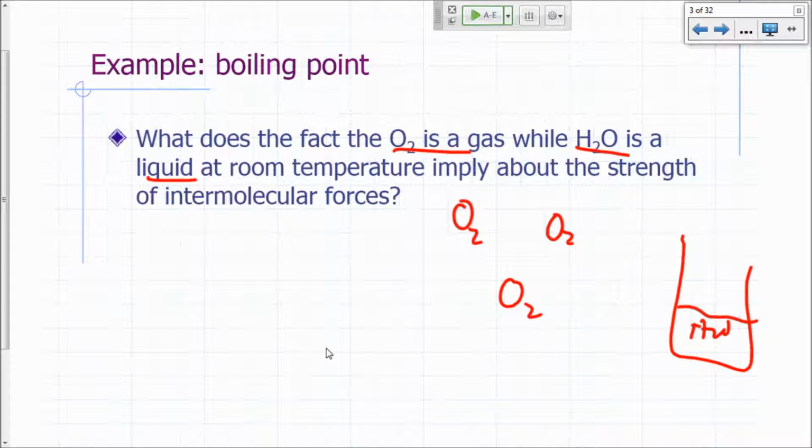In fact, that means that your oxygen, what would you say is the boiling point of oxygen? It's going to be way below room temperature, right? If it's already a gas at room temperature, then if you imagine it was a liquid at some low temperature, it would boil at a very low temperature before you even reach room temperature. It's already a gas at room temperature.